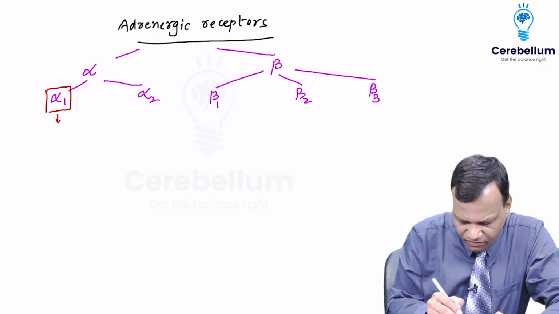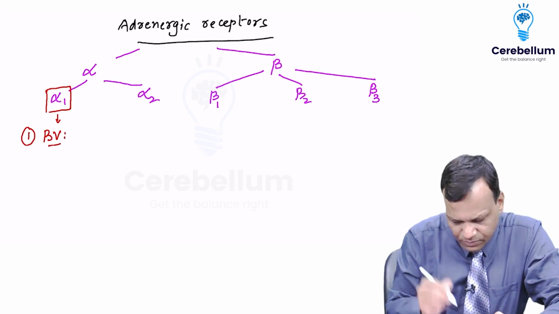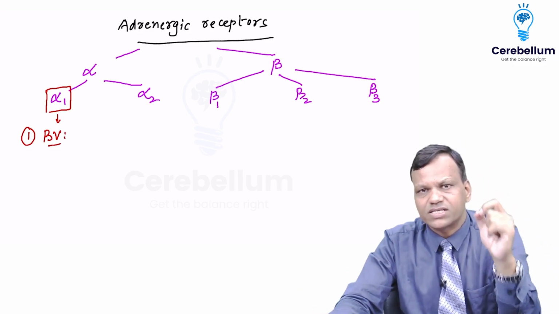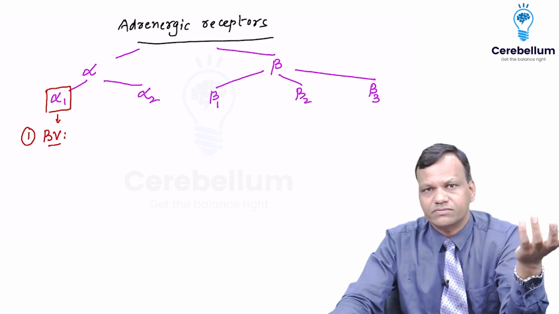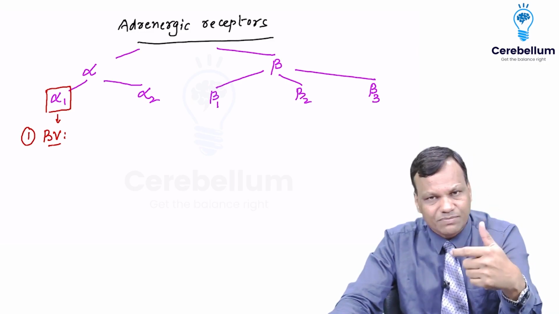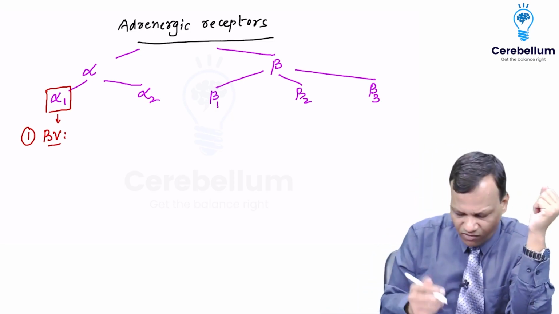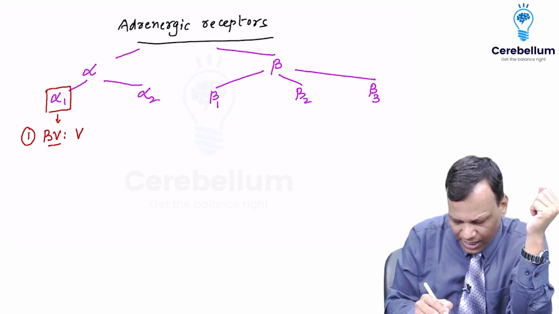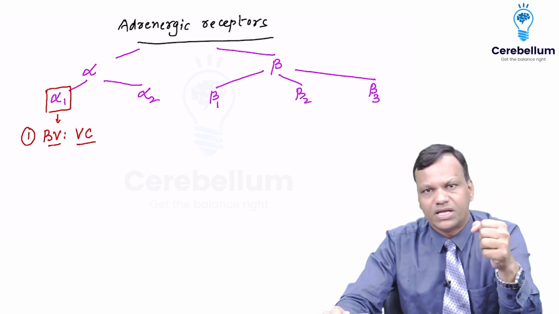Number 1, alpha 1 is present in the blood vessels. What is the effect of the sympathetic system on blood pressure? Yes, it increases the blood pressure, we all know. And for increasing BP, what should happen to the blood vessel? Yes, vasoconstriction. So alpha 1 is present on the blood vessel and it results in vasoconstriction. When vasoconstriction occurs, BP increases.